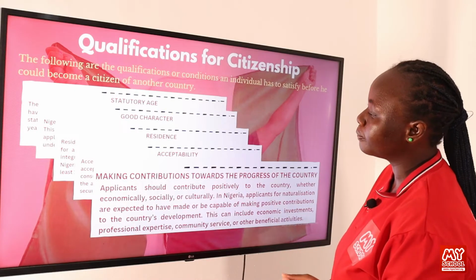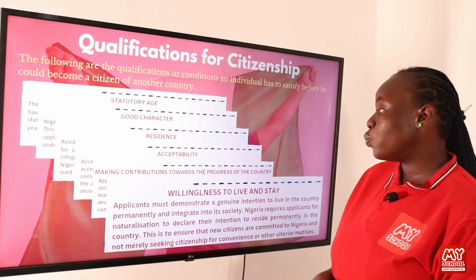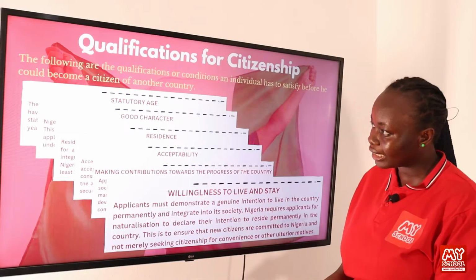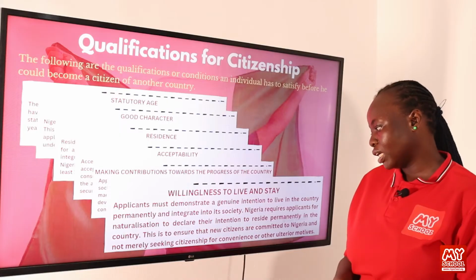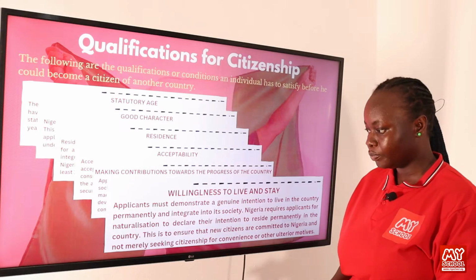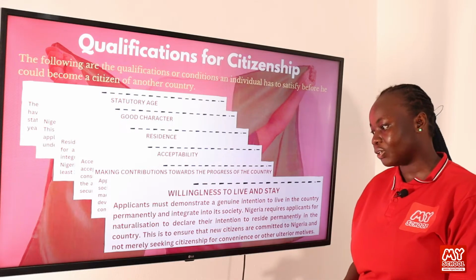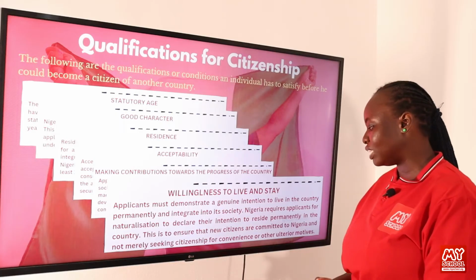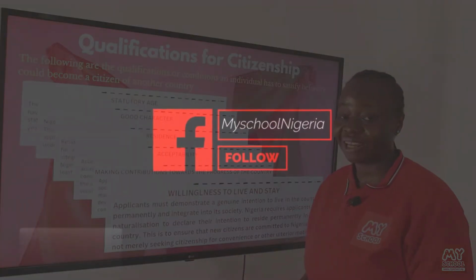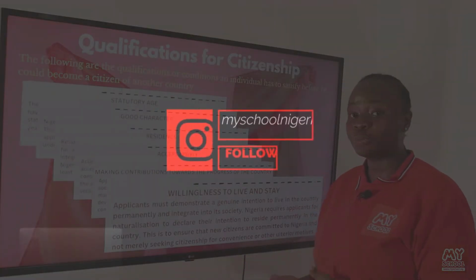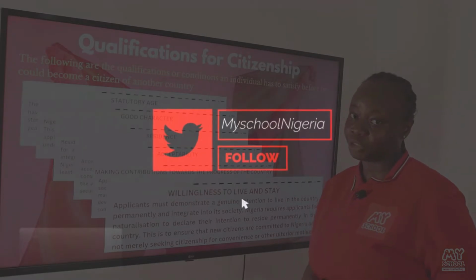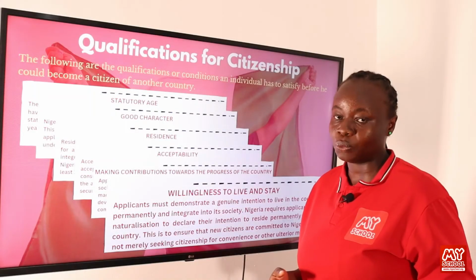Now let's move on to the next one. So we have willingness to live and stay. Applicants must demonstrate a genuine intention to live in the country permanently and integrate into its society. Nigeria requires applicants for naturalization to declare their intention to reside permanently in the country. This is to ensure that new citizens are committed to Nigeria and not merely seeking citizenship for convenience or other ulterior motives. So remember that people who acquire citizenship by naturalization, marriage, or registration have to be willing to denounce the citizenship of the other country in order for them to acquire citizenship in Nigeria. So they have to be willing to live and stay within the country.